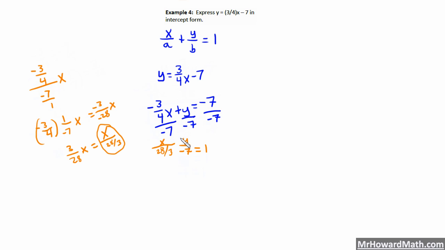Now we have it in the correct form because our x-intercept would be 28 over 3, and our y-intercept would be negative 7 in this case. So I'm going to put a plus sign in between here, and we have it done. So there's our final answer. The fraction part was a little tricky, but the rest of it was pretty straightforward. So this tells us that our x-intercept is 28 over 3, and our y-intercept is negative 7. That problem was a little bit more difficult because of the fractions. Let's move on to example 5.